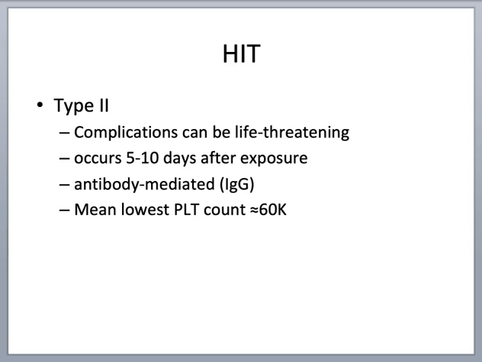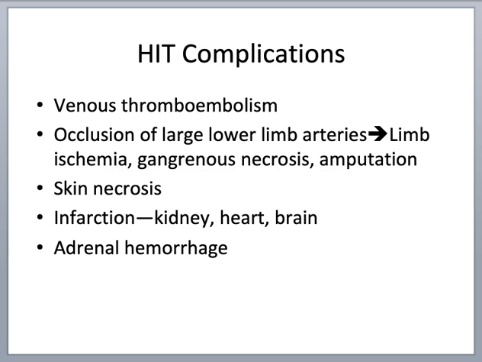because the platelets are coated with these complexes, there's increased removal from the spleen. The complications of HIT include venous thromboembolism, occlusion of larger lower limb arteries, usually in the legs, but can be seen in the hands and fingers, so there's limb ischemia, which leads to gangrenous necrosis and may even require amputation. You can have areas of skin necrosis, not only at the injection site, but other areas as well.